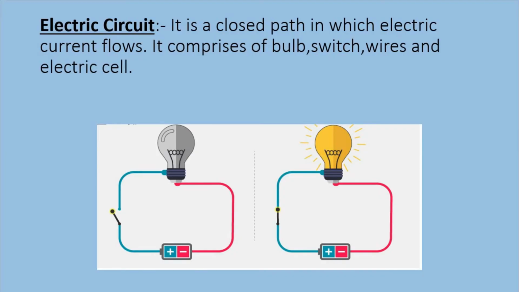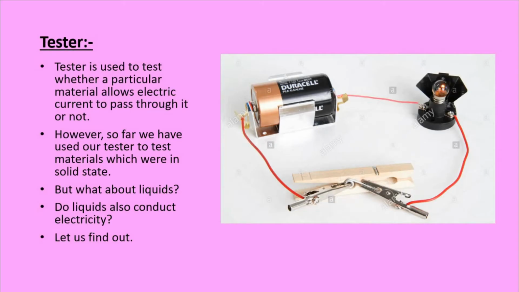Electric circuit. It is a closed path in which electric current flows. It comprises a bulb, switch, wires and electric cell. Tester. Children, remember that we have already made this tester in grade 6 by using electric cell, bulb and wire. A tester is used to test whether a particular material allows electric current to pass through it or not.